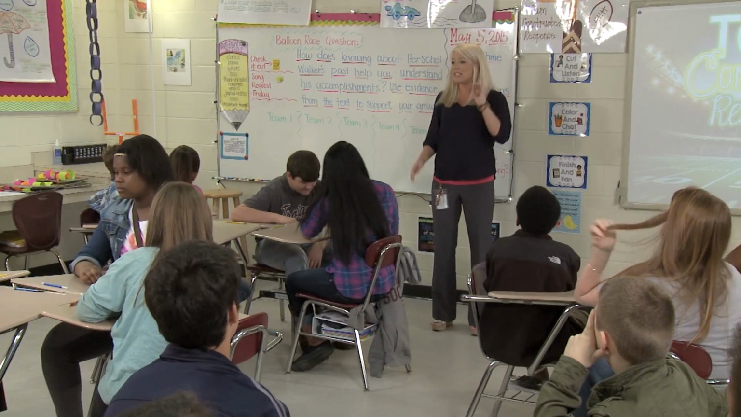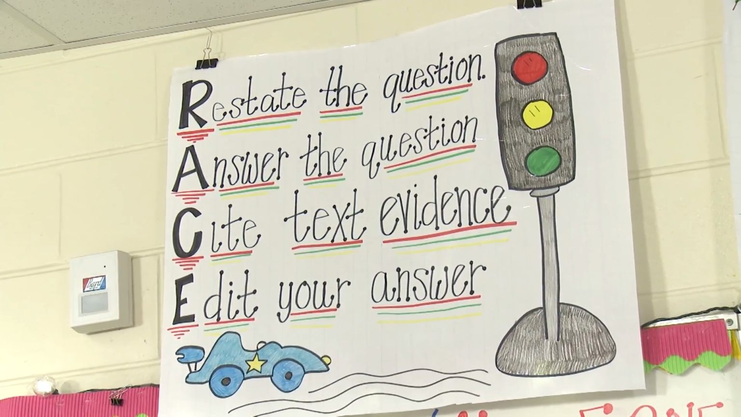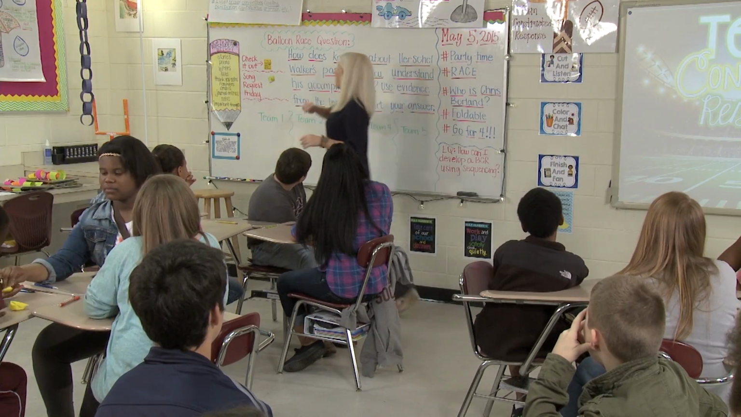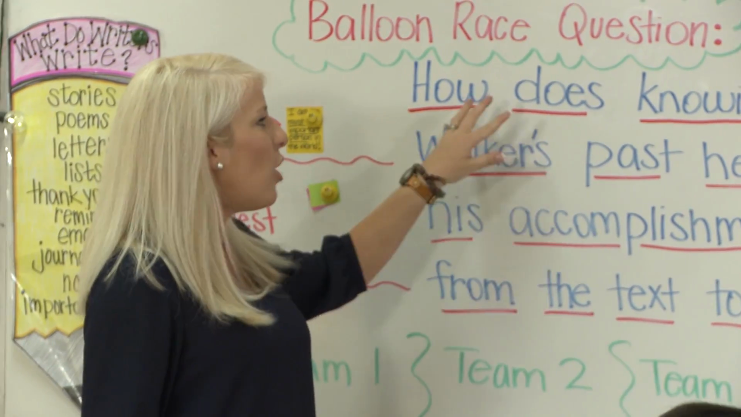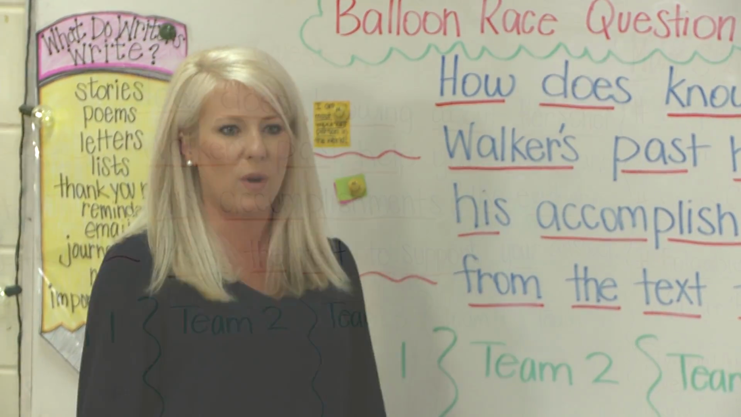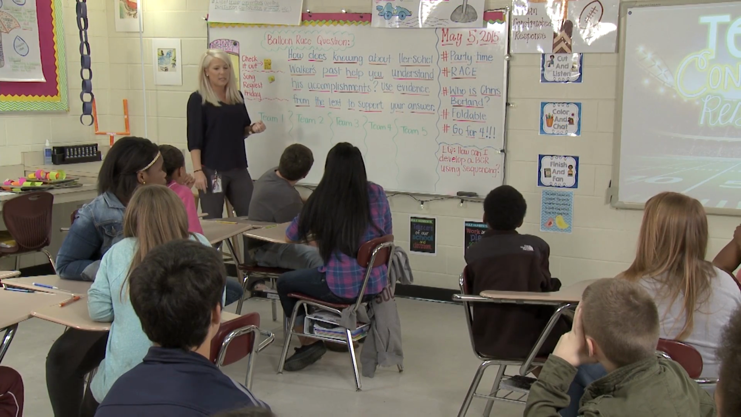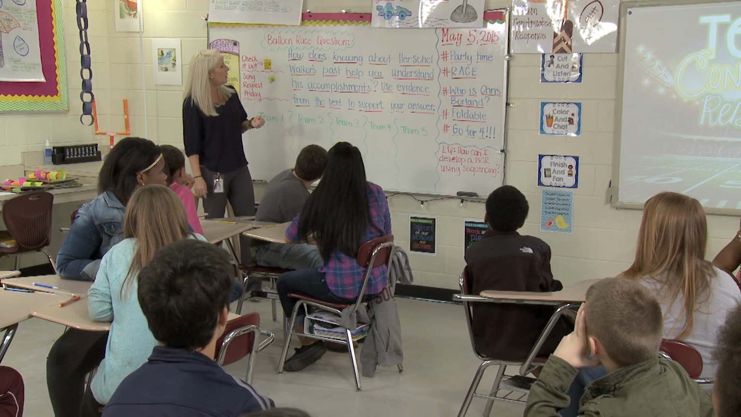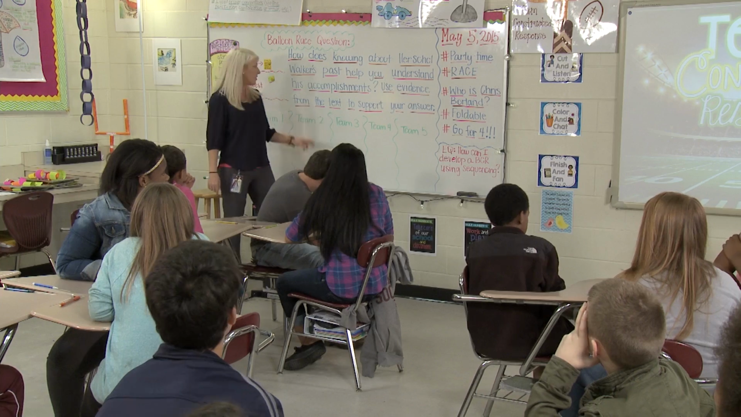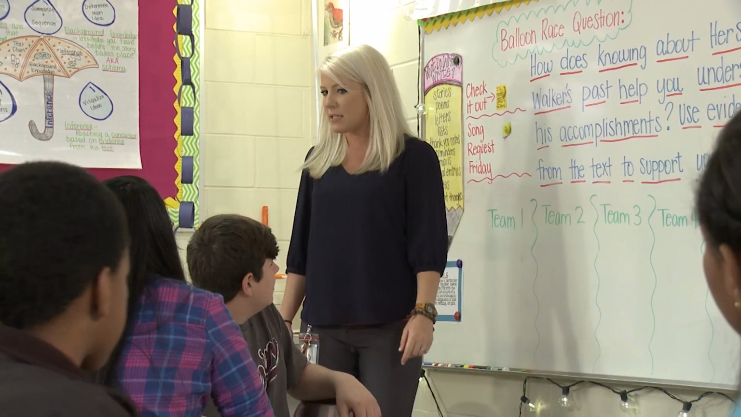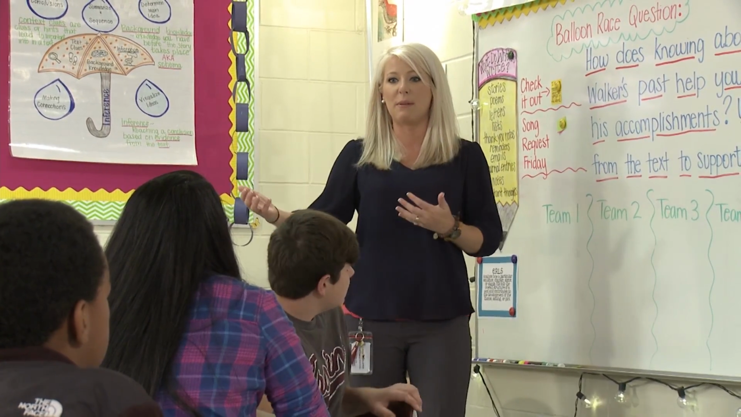All right, so at the beginning is R, and we've talked about it just a little bit, but R stands for? Restate the question. Now, we did this in the What About Herschel Walker. There are some important keywords in this sentence right here that help us. We need to eliminate them to restate the question. What are they? How does. So we could start our sentence: Knowing about Herschel Walker's past helps us. Would we say us, or what would we say right here? We would change this. Helps me understand his accomplishments. And then what would come next? Is that a complete sentence? Well, we would just keep on with the sentence and finish it out.